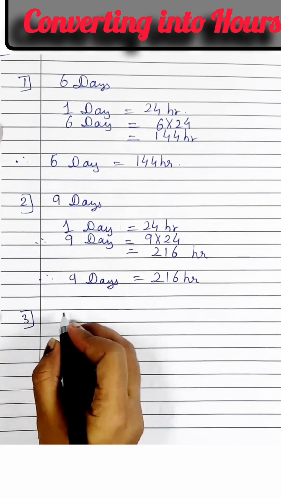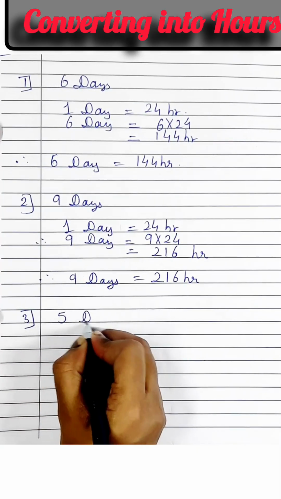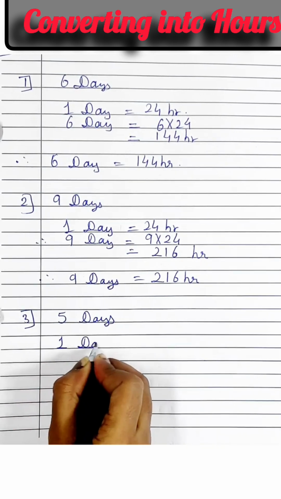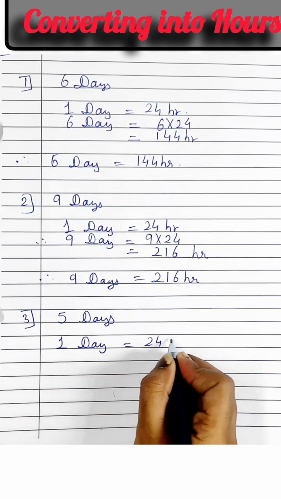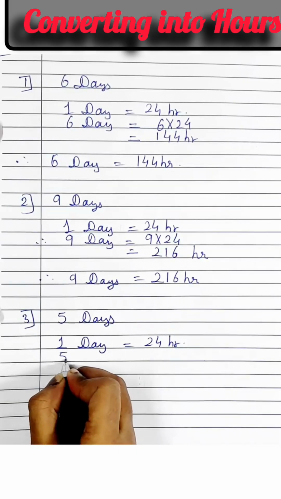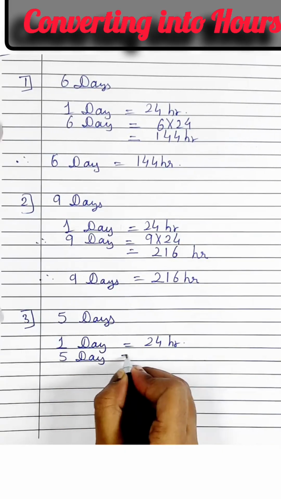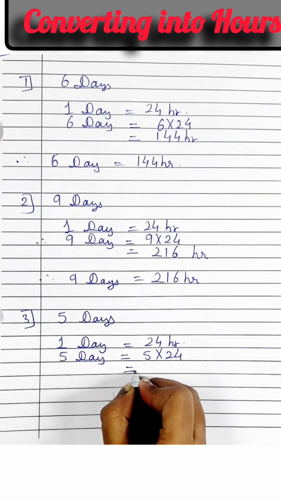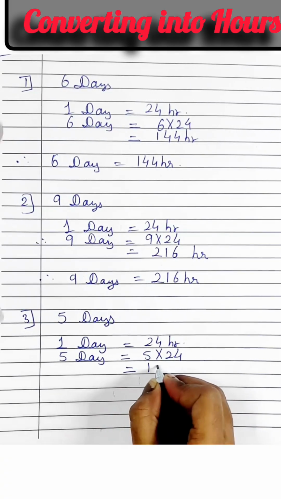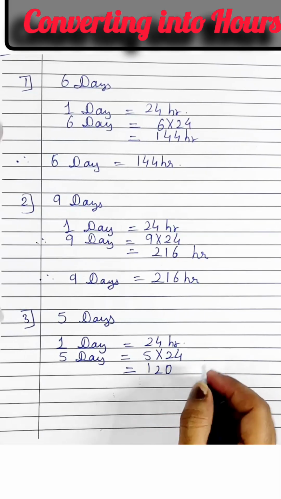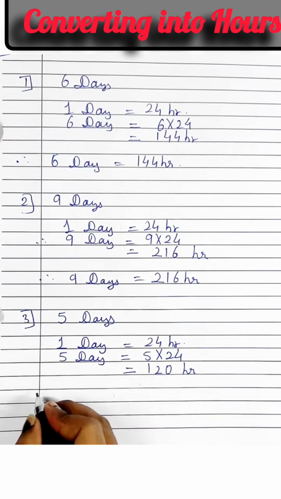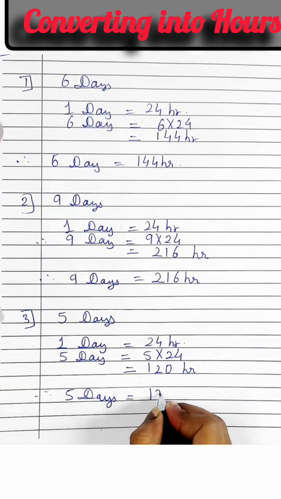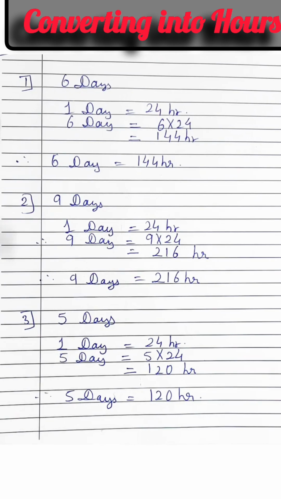Third sum. 5 days. Again, in one day we have 24 hours. So in 5 days, how many hours do we have? 5 multiplied by 24, which will give you 120 hours. So 5 days is equal to how many hours? 120 hours.